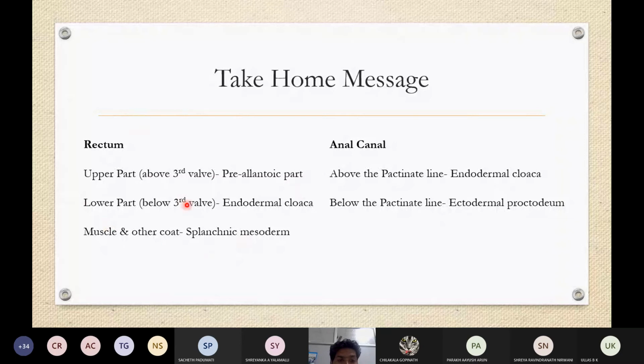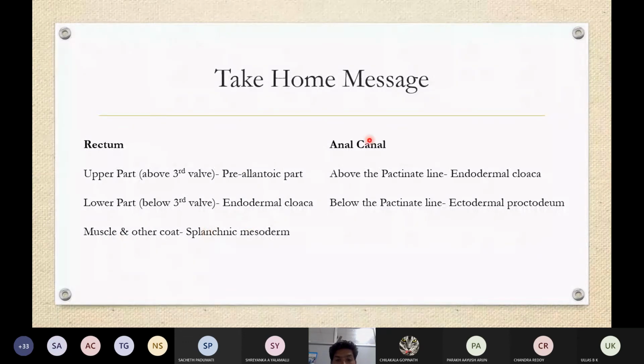I repeat, listen carefully. If you have not heard so far, you remember these terms. Rectum will finally develop from 3 parts: the area above the valve, the inner mucosal lining, is developed from the pre-allantoic part. The area below the third valve will be developed from endodermal cloaca. The muscular coating, the connective tissue coating and other structures will be developed from the splanchnic mesoderm over here.